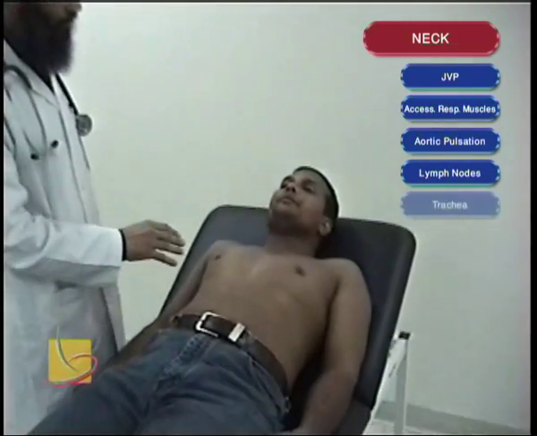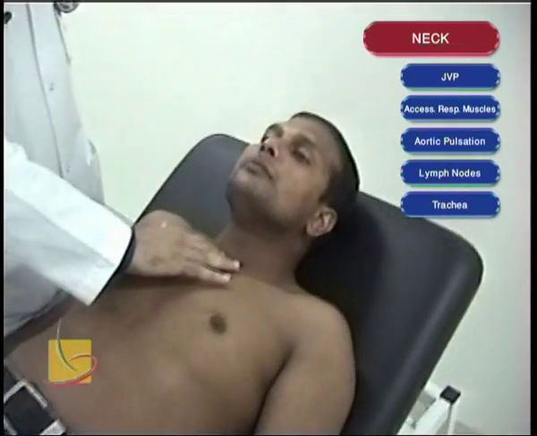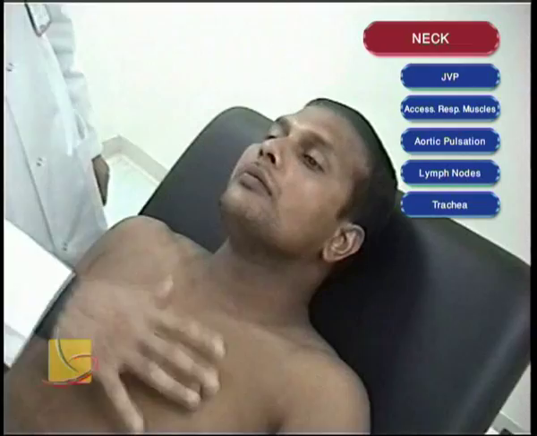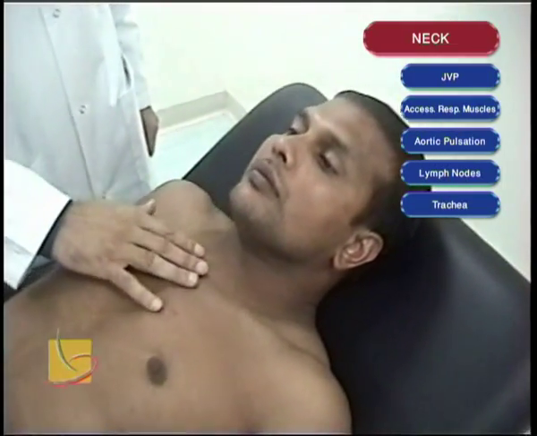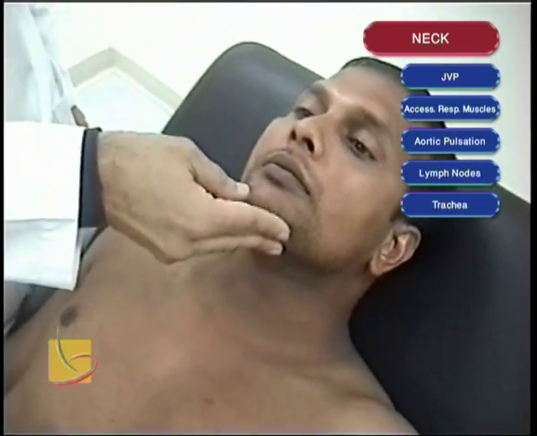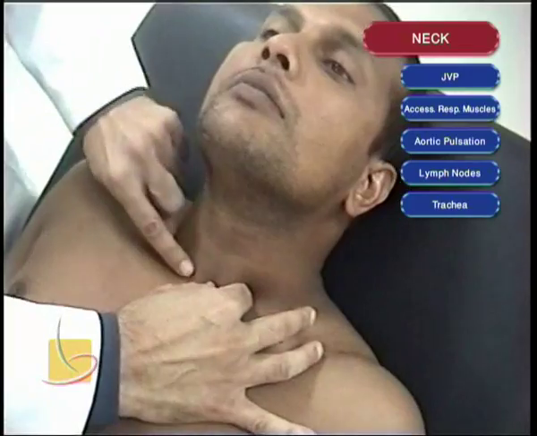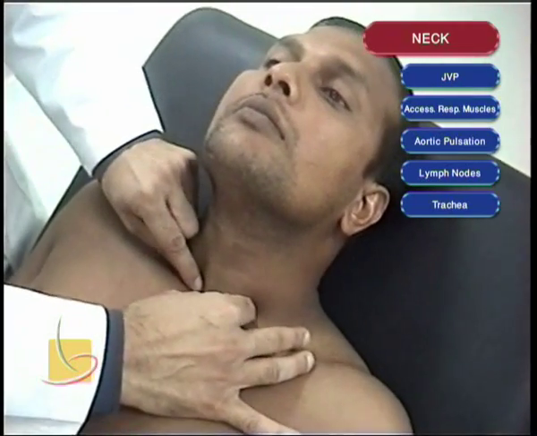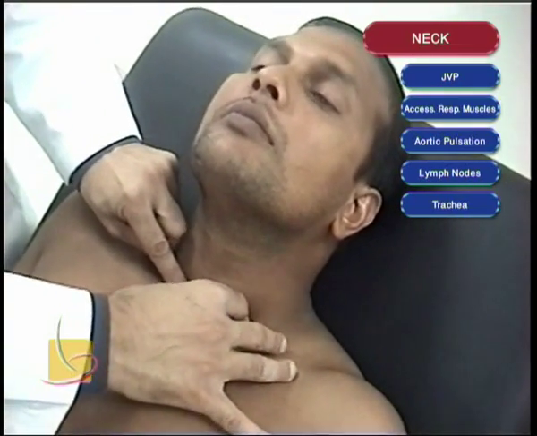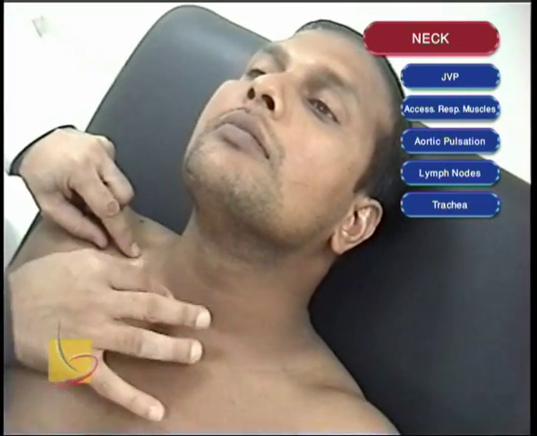And then, don't forget the trachea. Trachea position is important because it may indicate a pathology on the right or the left. And how to feel? Either use one finger only, that is the index finger. You ask the patient to elevate the chin a little up. And this is the sternocleidomastoid of the left side. This is the sternocleidomastoid of the right side. In between, you'll get the trachea. And this is the suprasternal notch. These are our landmarks.